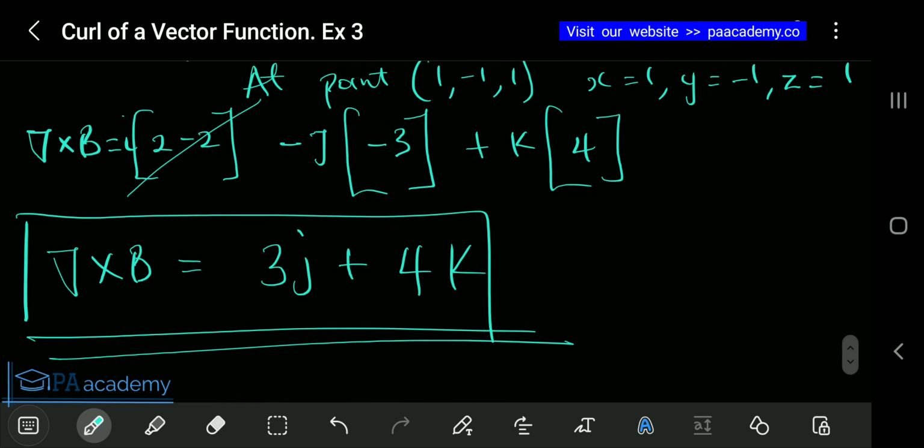So this is example 3. We still have one more example we are going to be looking at under curl, and that will be in the next video. See you there.